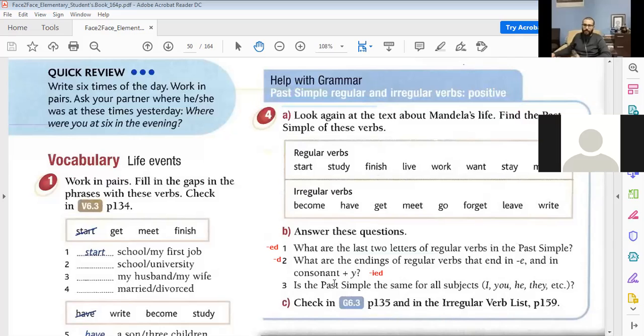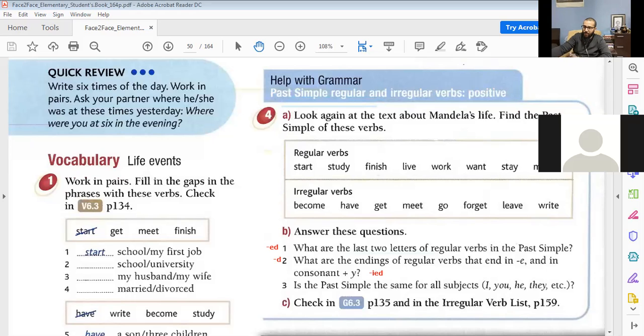Okay, what about this question? It says, is the past simple the same for all subjects? Because, for example, in the present simple, there are some differences, right? For example, you can say, I play football, you play football. But if I say he or she, we have to change it, right? We say he plays or she plays.